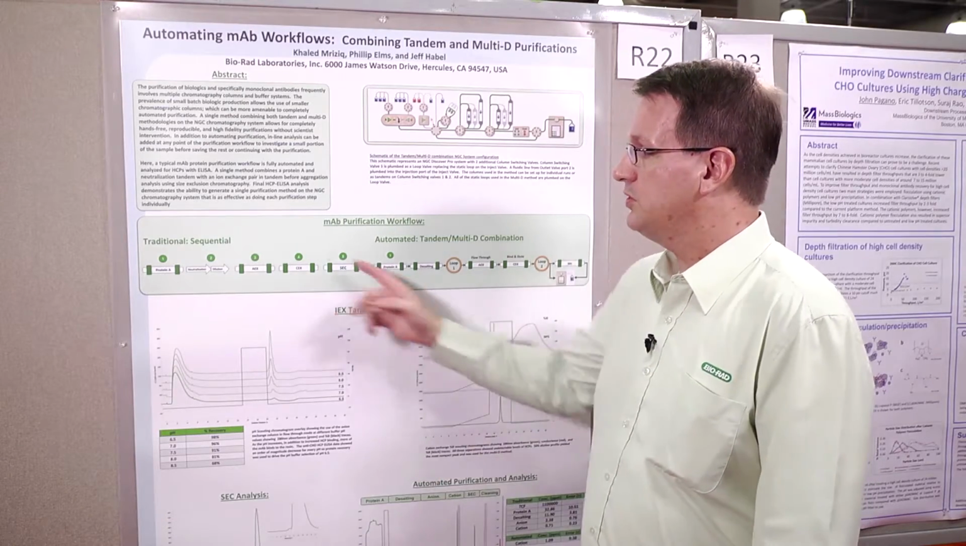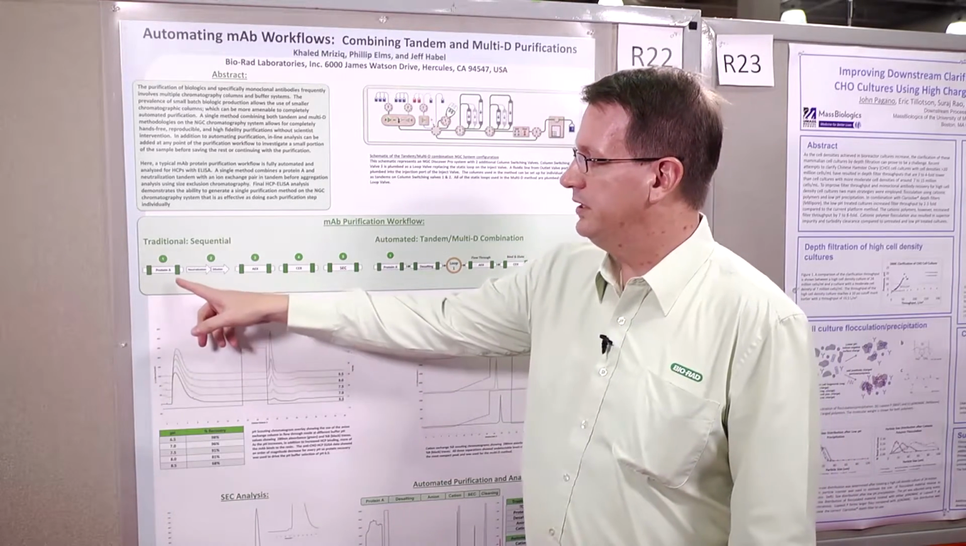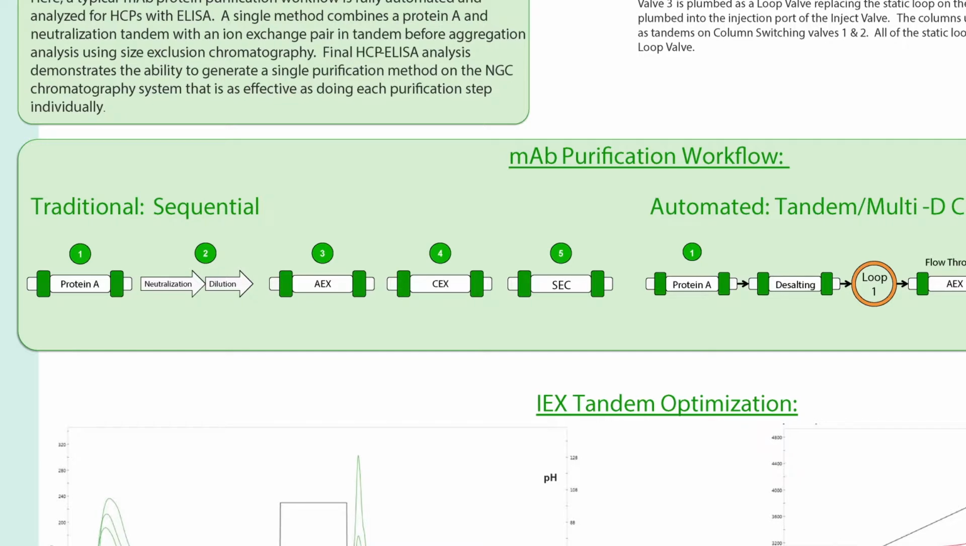Traditionally, what a scientist would do is they would do each one of these steps individually. They might do a protein A column, and then because of the way that the protein's eluted off of protein A at low pH, they would either neutralize it or dilute it instantly, then load it onto an anion exchange column in flow-through mode, and that's to bind out the nucleic acid and host cell proteins. And then bind in elute mode for cation exchange is very common. And then in this case, we're going to do some analysis with some analytical size exclusion chromatography.